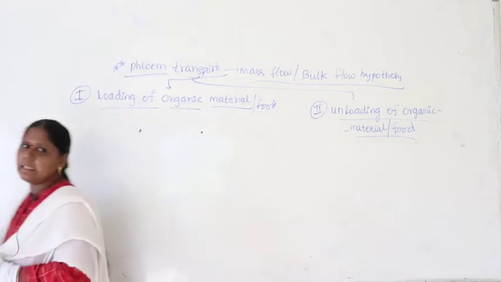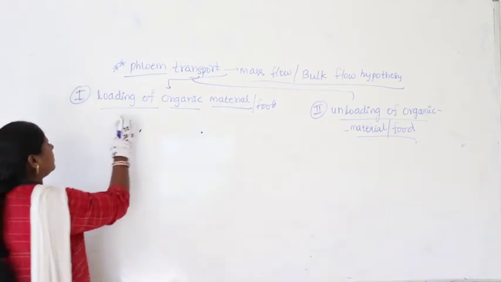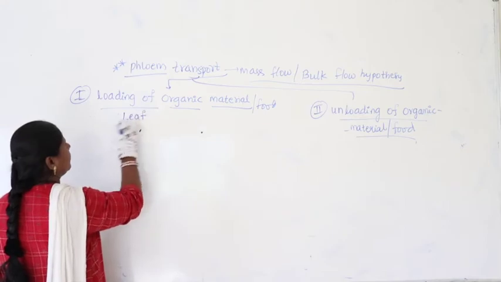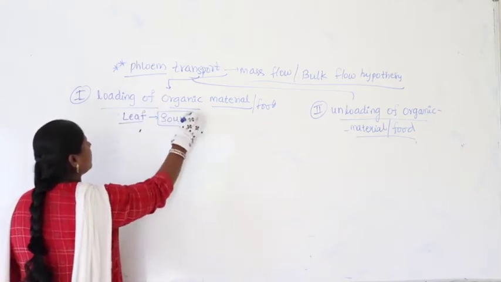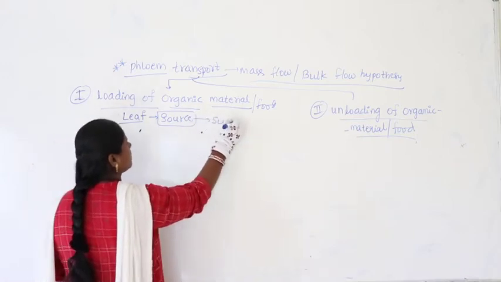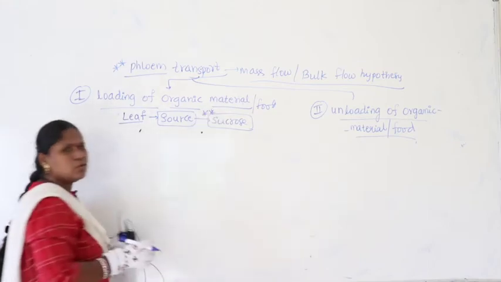So when we talk about loading and unloading here, we take leaf as a source and root as a sink. What we have discussed: leaf as a source, root as a sink. Now, in this loading of organic material, as I said, leaf is the one acting as a source. Source for what? Source for sucrose, right?